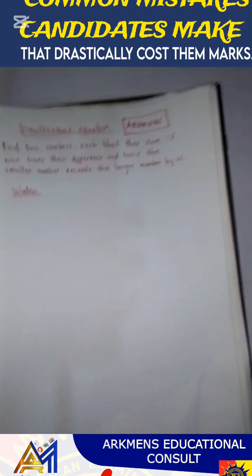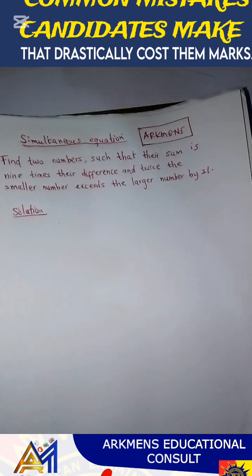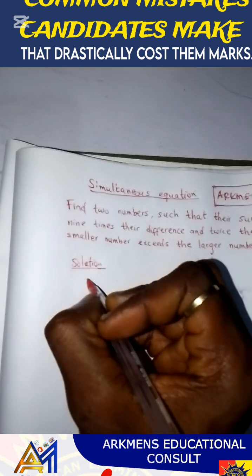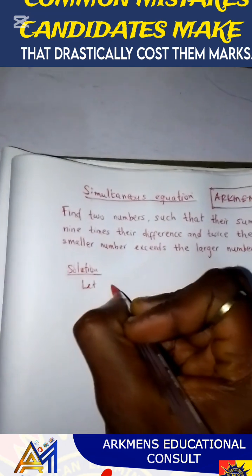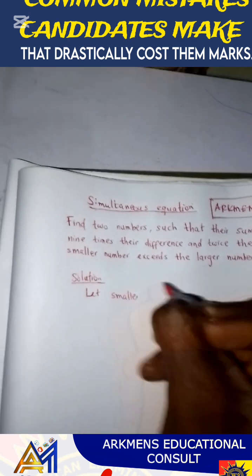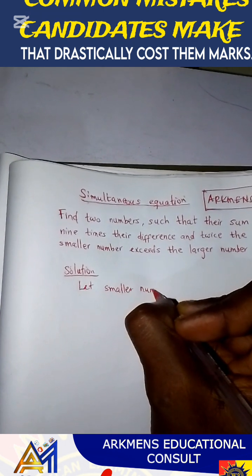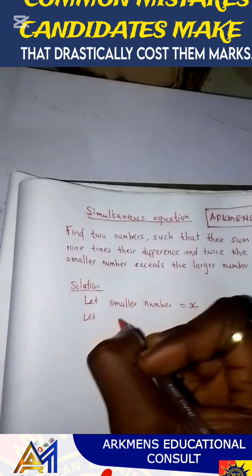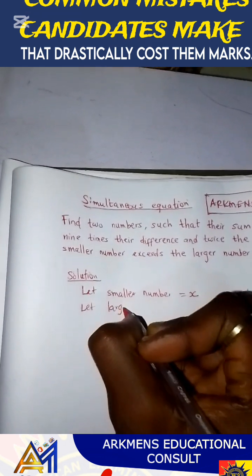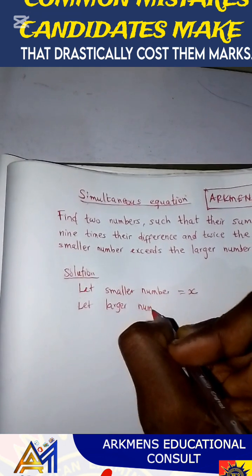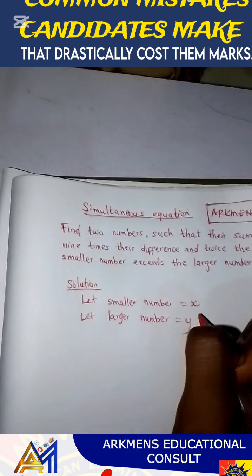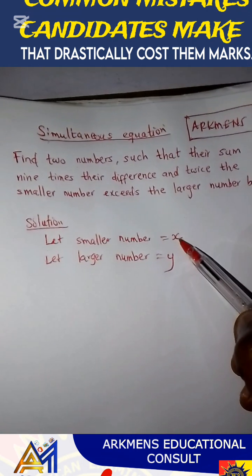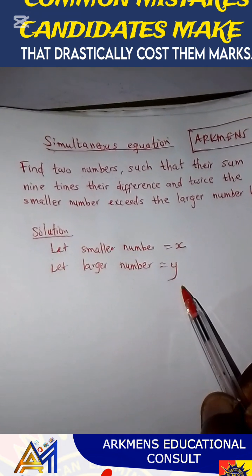It means you have to look at the smaller number and the larger number at the first stage. That's what we are doing. So let's use a variable to represent them. Let the smaller number equal x, and let the larger number equal y. So x is going to represent the smaller number, and y is going to represent the larger number.